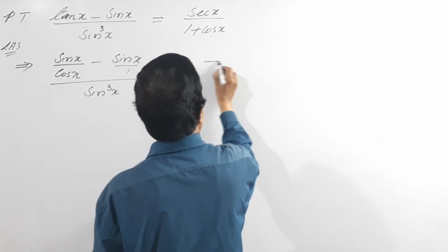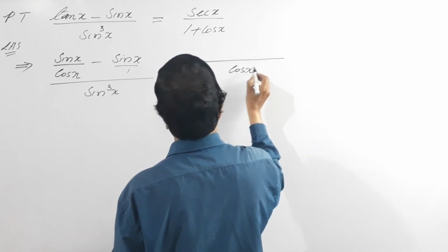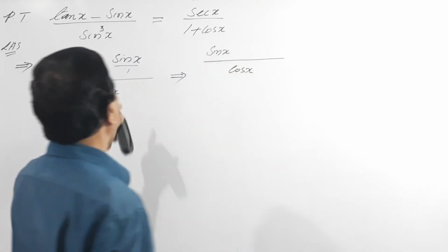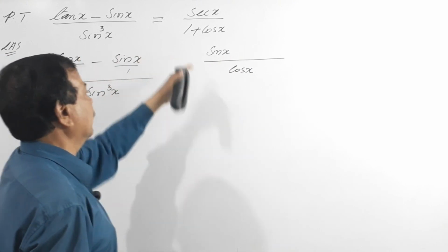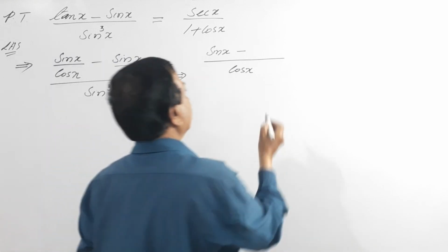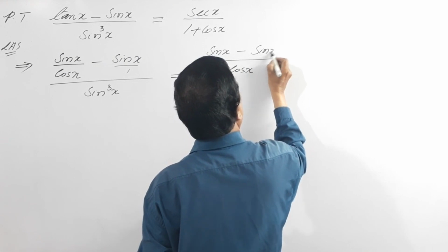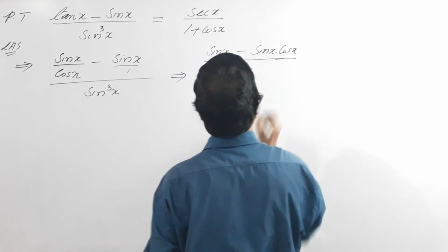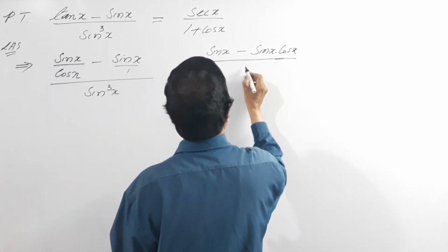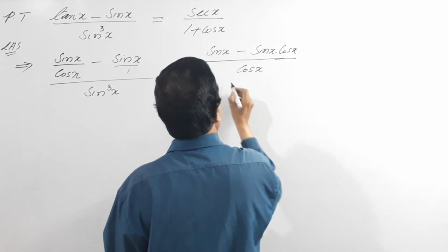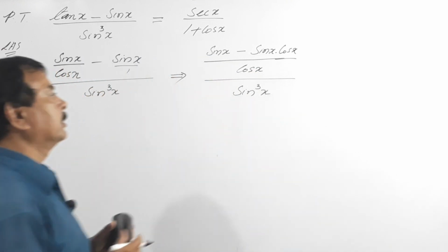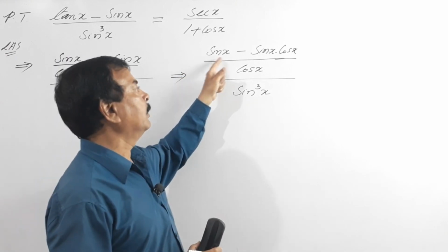So the numerator, cos x. So this becomes sin x, cos goes one time, 1 into cos, sin is sin x, minus 1 goes cos times cos into sin, that is sin x into cos x into cos x, divided by, I try to bring in center, this is cos x divided by sin cube x. So in the numerator we have a common sin x.